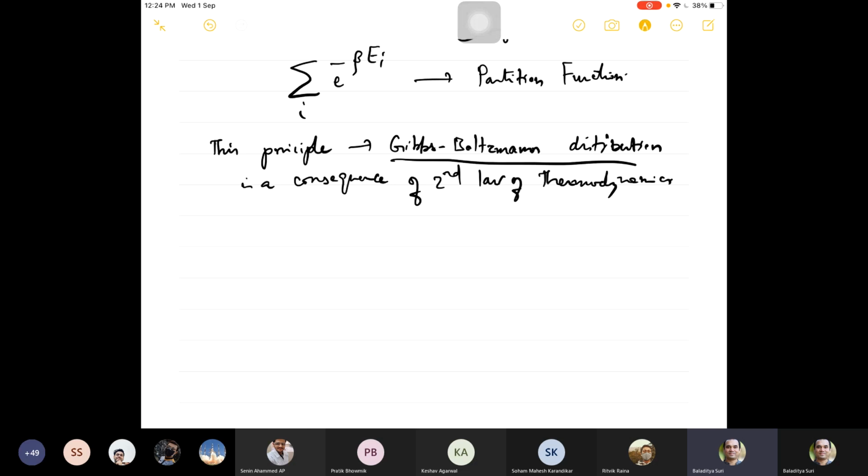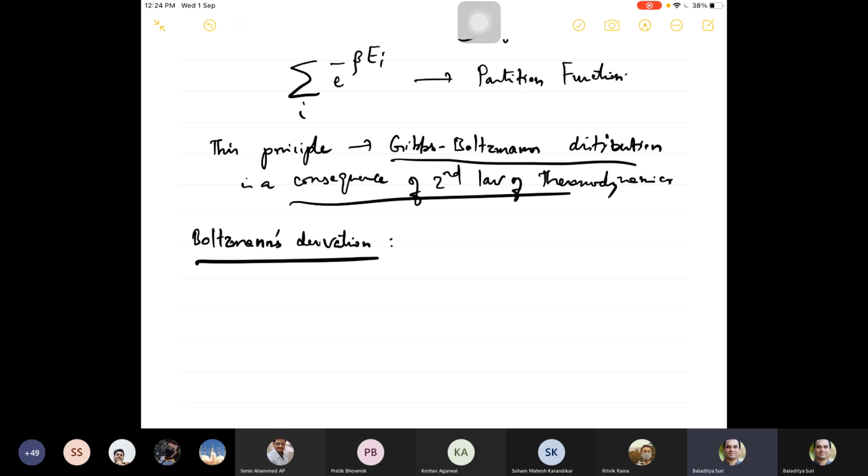So I said that this was a consequence of the second law of thermodynamics. So let us see Boltzmann's derivation of this formula. Let us consider a large collection of N identical systems. It's usually called an ensemble, and N is very, very large.